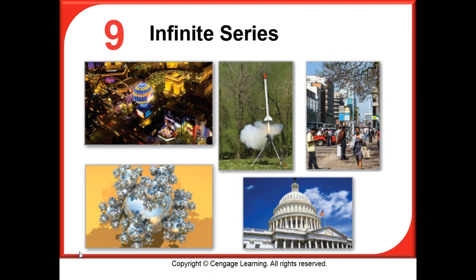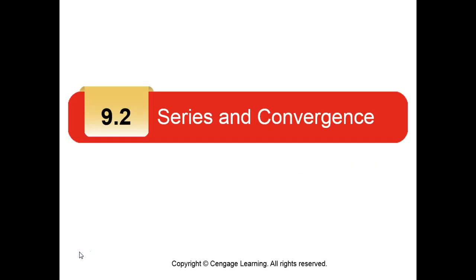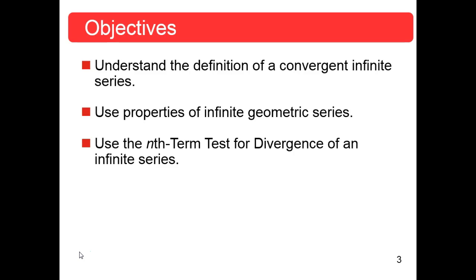So like we were saying, section 9.1 was infinite sequences. This is now infinite series. What is an infinite series? Well, 9.2, series and convergence. We'll talk about that as well. We talked about converging of a sequence, and there are things that tie it to sequences as well. The objectives here are to understand the definition of a convergent infinite series and use the properties of infinite geometric series, which is a pretty handy one. And we'll use the nth-term test for divergence of an infinite series. Notice, not for convergence, but for divergence.